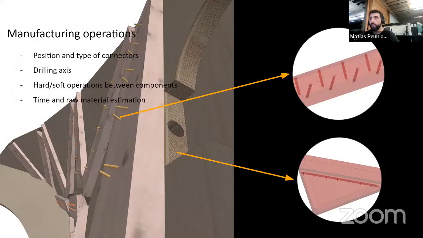The second part would be the manufacturing operations. Okay, do we have a correct position and type of the connectors? What are my drilling axes, as Michael explained? What are my hard soft operations between the components? How do I place my dowels there? Do I place them on the beams? Do I place them on the plates? Also, what's really relevant is to have the time and raw material estimation based on this data.